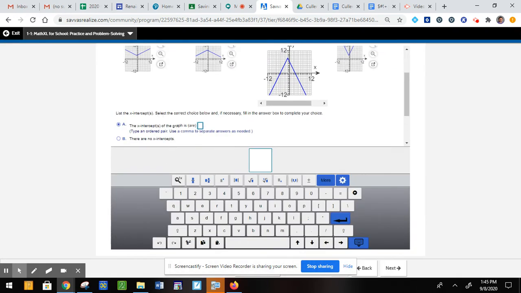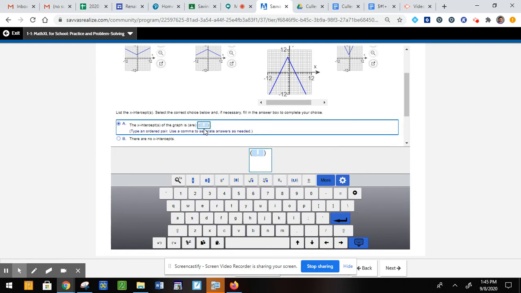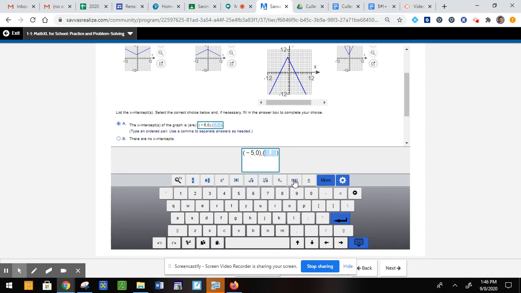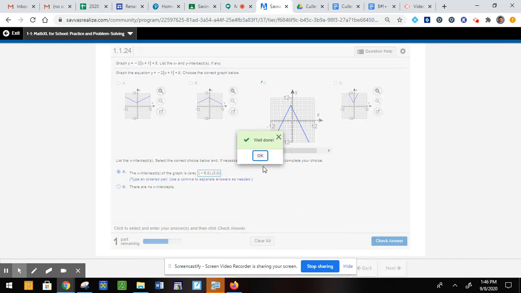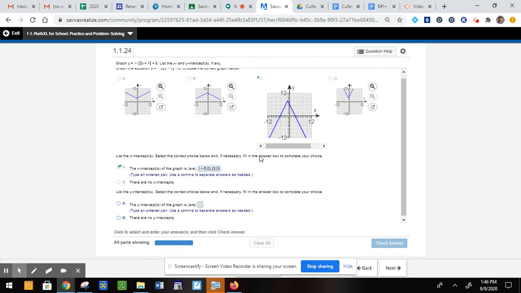So when I type in my answer there, the first x-intercept is -5, 0. Since I'm putting in more than one answer, you need to put a comma in between. And then the other one was at 3, 0. All right, so let's check our answer on that. That's good. And then I'm assuming the next question is going to be y-intercept.